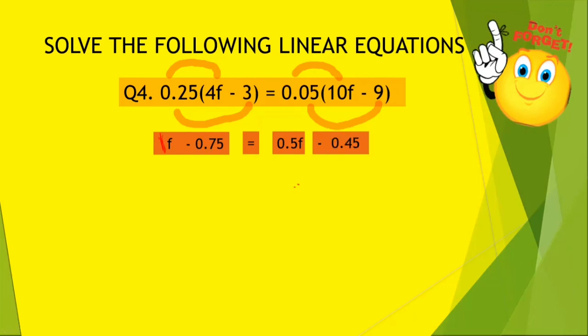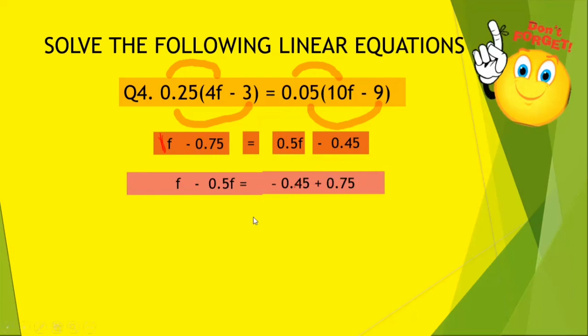Next, as we have already done, we bring all the terms with f on the left hand side. So 0.5f, when it goes to the other side, the inverse of that is minus 0.5f. So f minus 0.5f, minus 0.75 goes to the other side, it becomes plus 0.75. And now we follow the rules of integers. Here it is actually 1. 1 minus 0.5 is 0.5f, and minus 0.45 plus 0.75, 1 positive, 1 negative, we subtract, give the sign of the bigger one. So we get this as 0.3.